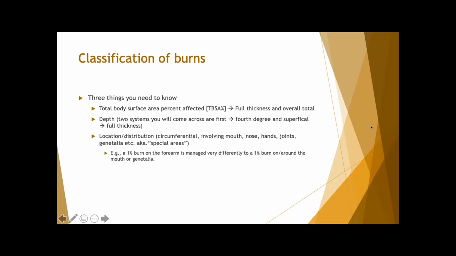You also need to understand and know the location and distribution of burns. So for example, circumferential burns, burns involving the mouth, nose, hands, joints, genitalia, etc. These special areas, it's really important to know where the burns are. The reason being is that a 1% burn on the forearm is managed very differently to a burn on or around the mouth or genitalia.